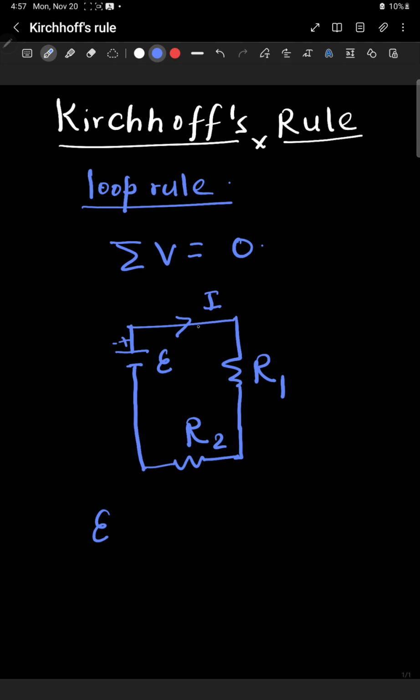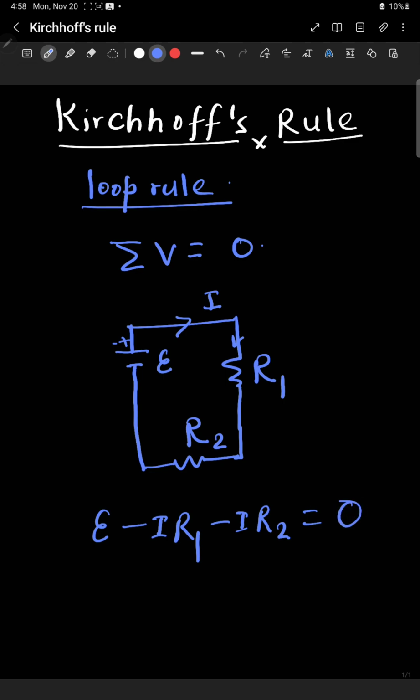Let's say the current is passing in this direction, which is the conventional direction of current flow, and we are traveling in the same direction. Then it will be negative because there is a potential drop, minus IR1, and the same thing applies here, minus IR2, because the current is the same. This is just a single loop, and the sum is equal to 0.